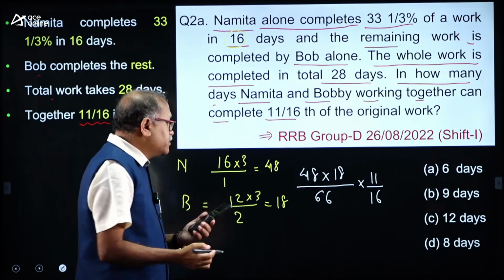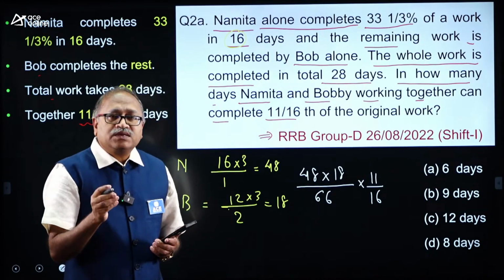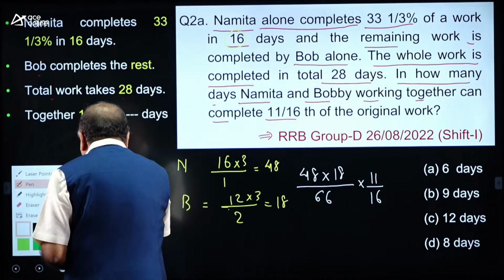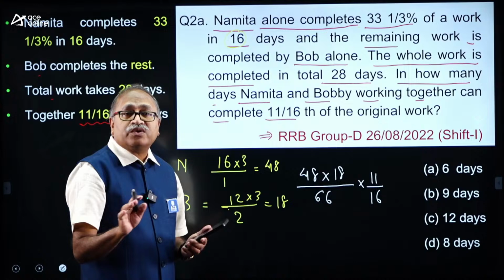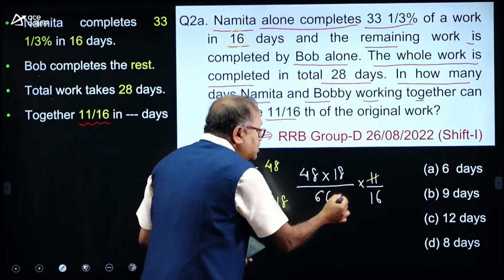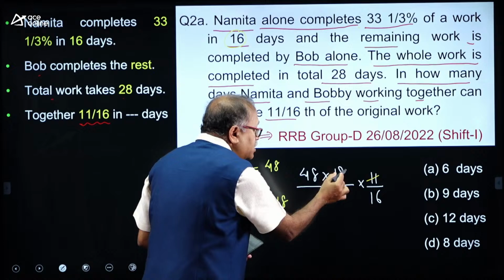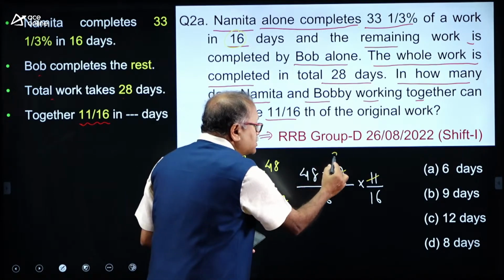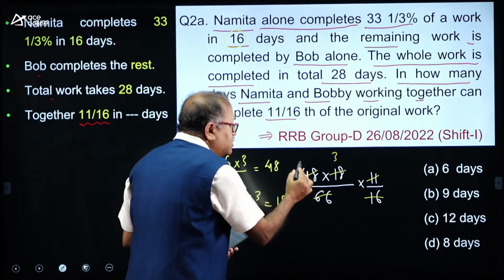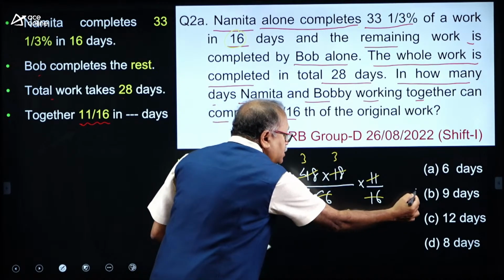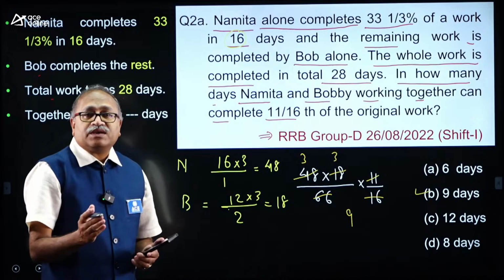And still, someone, I am giving the least writing approach, right. Very few of our competitors must be knowing this kind of approach. So, let us cancel this one here to here. This is 6 with 6, this is 3 times. Okay, this is 3, and with 16 this gets cancelled, 3 into 3, that is 9 days. Option choice B.